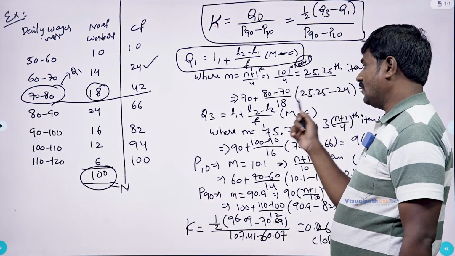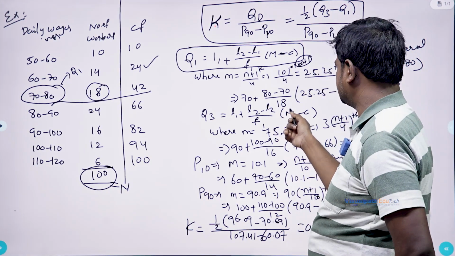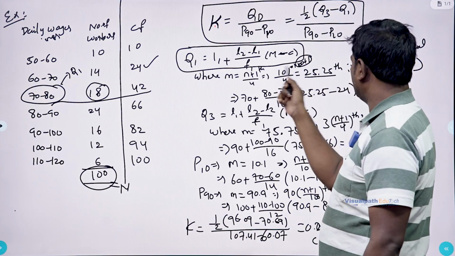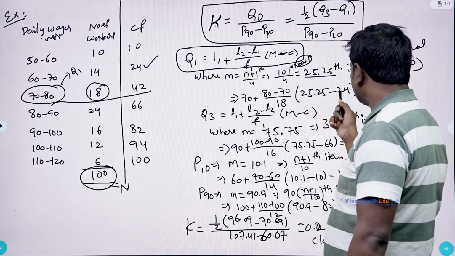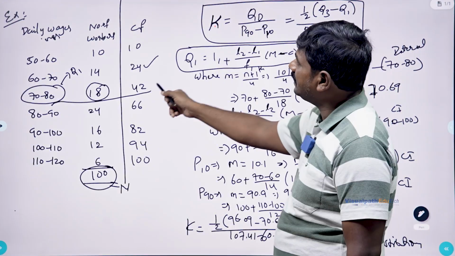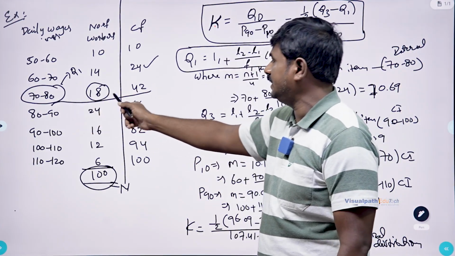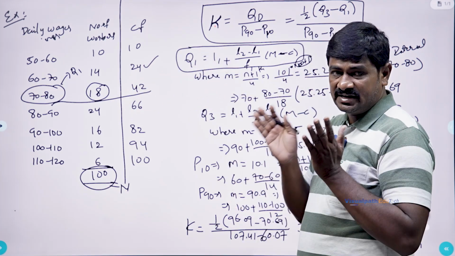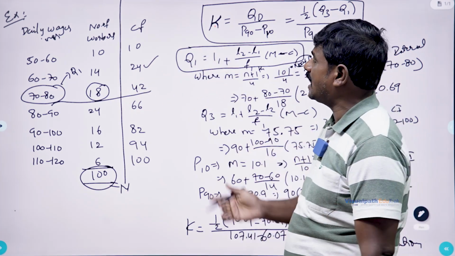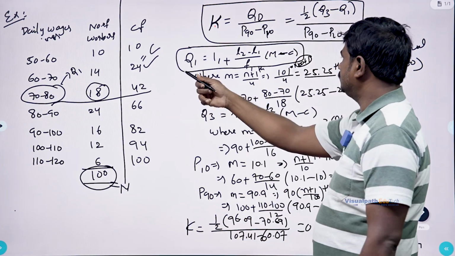For the class we got selected, the corresponding frequency of 18 we have to substitute here, and M is equal to 25.25 minus 24, where 24 is the cumulative frequency preceding the selected class. What is the class we got selected? That is 70 to 80. What is the cumulative frequency preceding that class? That is the value of C, so C is equal to 24.